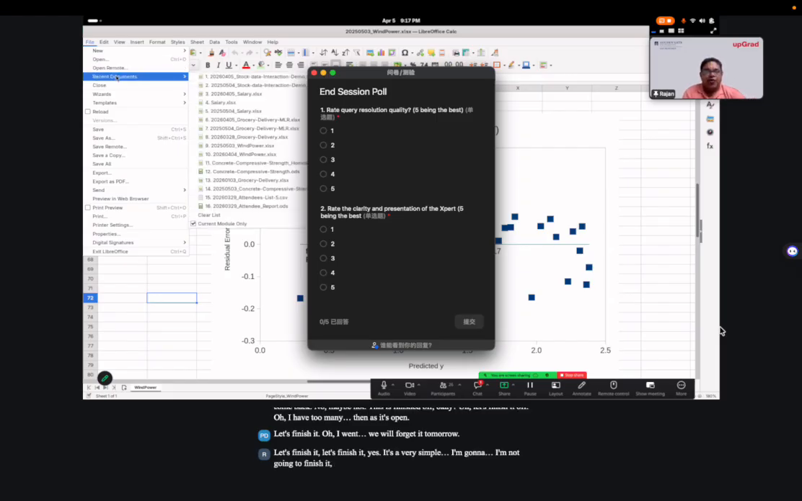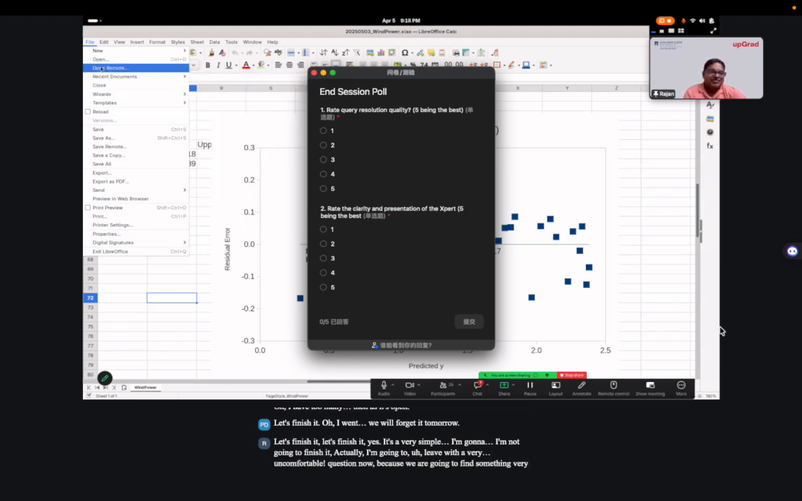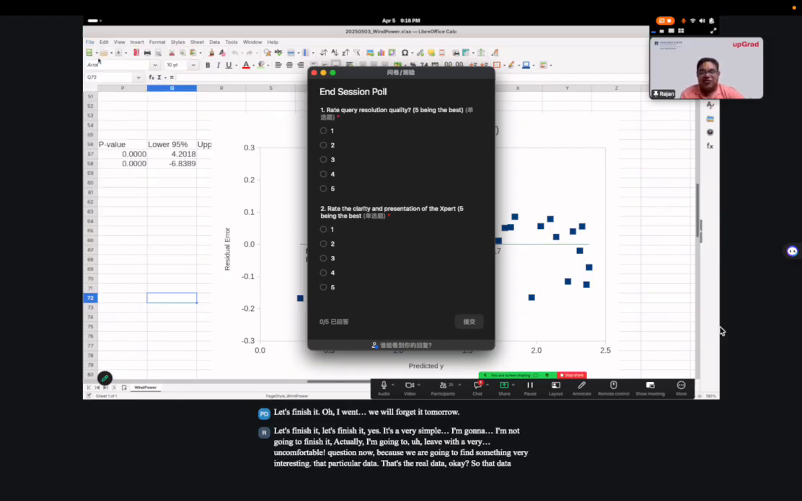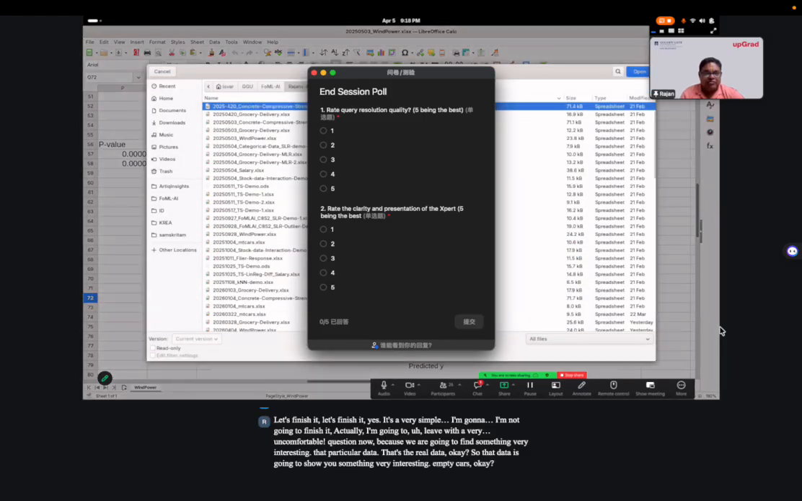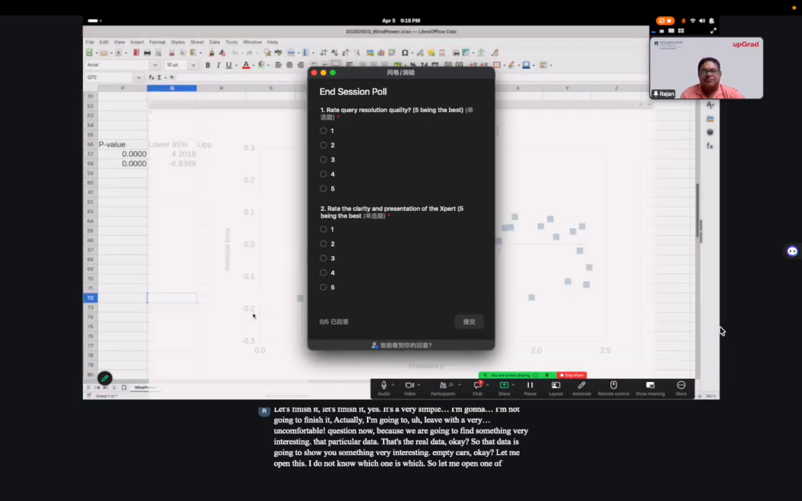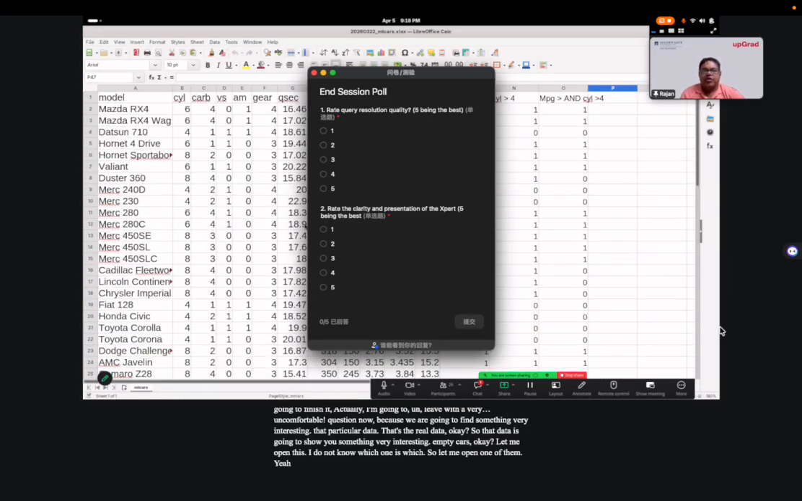Actually, I'm going to leave with a very uncomfortable question now, because we are going to find something very interesting. That particular data, that's the real data, is going to show you something very interesting. The mtcars data. Okay, let me open this. I do not know which one is which, so let me open one of them.